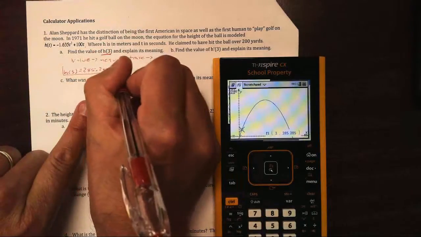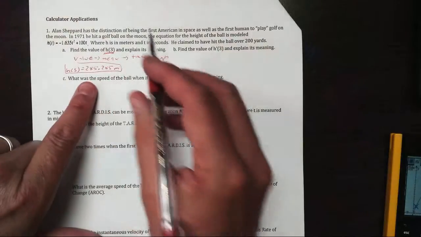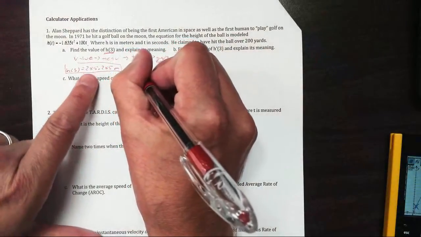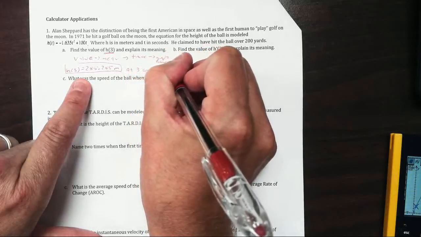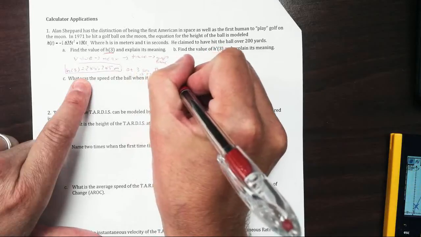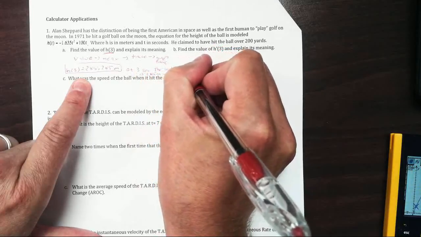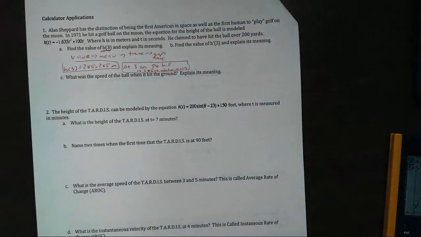So the question is, what does this mean for us in terms of the calculus? We're going to write this out. And it says, at 3 seconds, the ball is 285 meters above the moon. And there's our answer there.